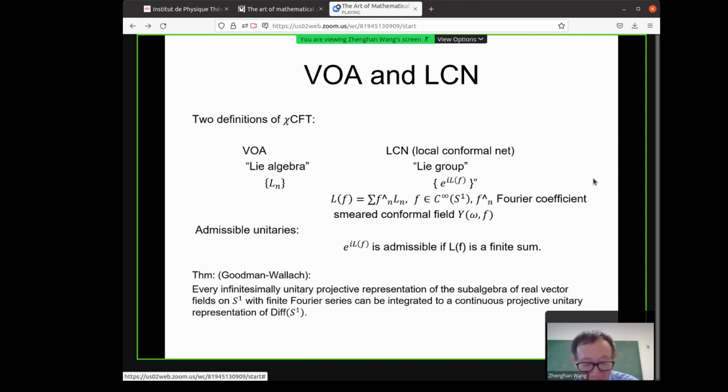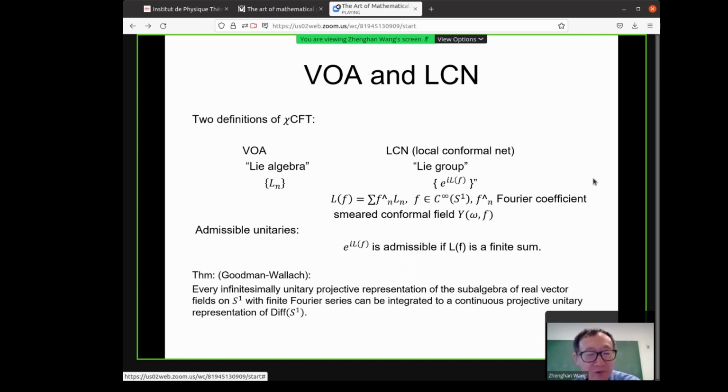I don't really know how to simulate the diffeomorphism group representation, but I want to think about a subgroup, which you get by taking the smeared conformal field. The smeared conformal field is defined by taking any function on the circle, expanding it into a Fourier expansion, and then forming a linear combination of the Virasoro generators. And in order to think about finite simulation, I want to consider functions with only finitely many non-zero Fourier coefficients. Then I form this smeared field and exponentiate it.